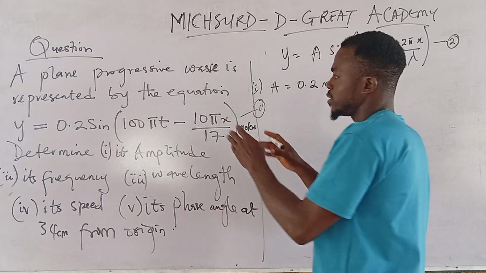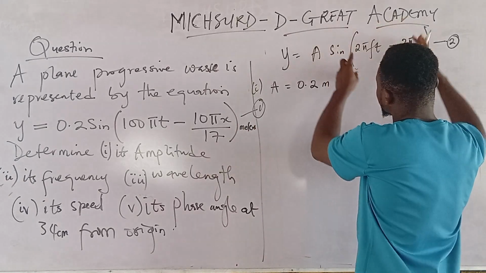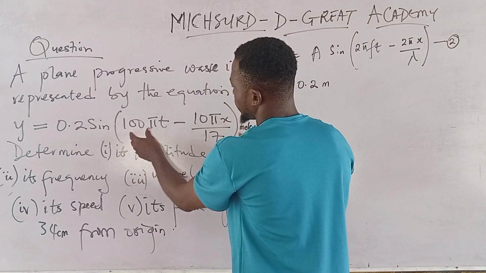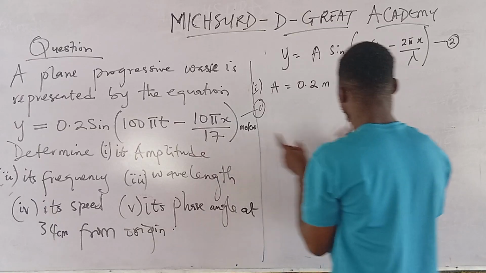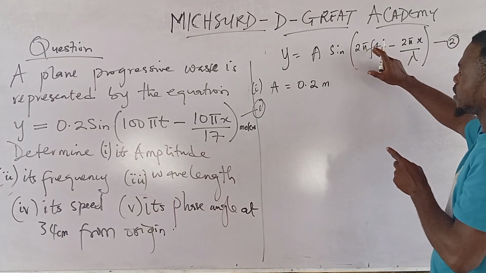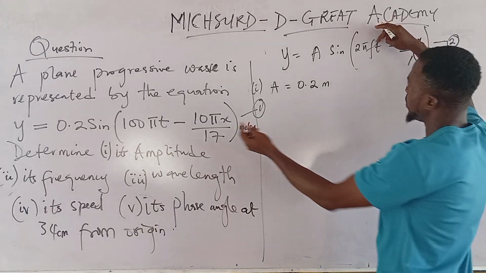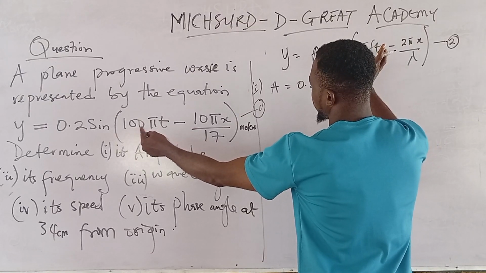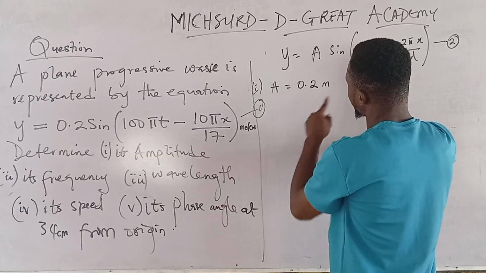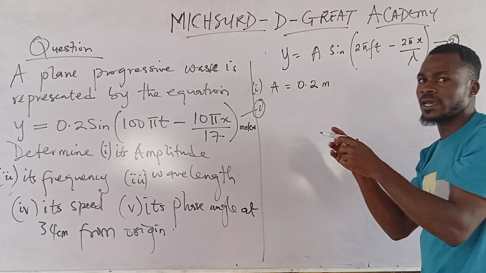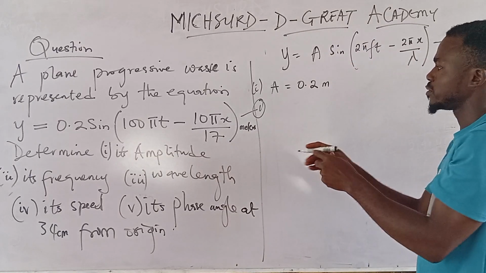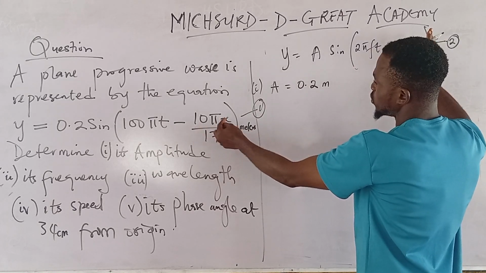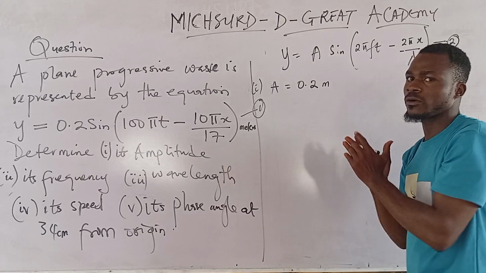Now the frequency. To get the frequency, we have to look inside the sine function. The sine function has 100πt in the question, and here we have 2πft. If you compare these two, you can see that 2πft is equal to 100πt. The t here is what we are using as a yardstick to do that comparison. In the same way, when we compare between these two, we are going to use the x as the yardstick for the comparison.